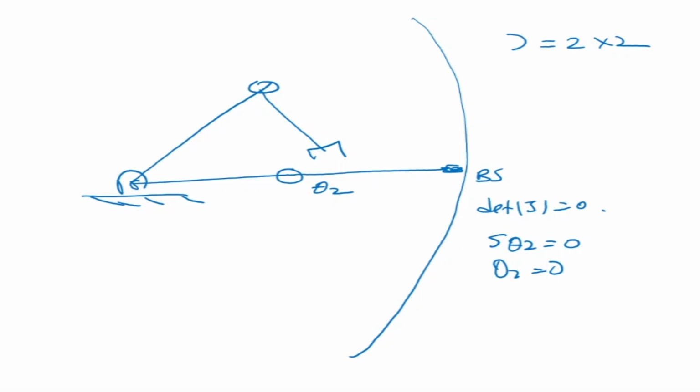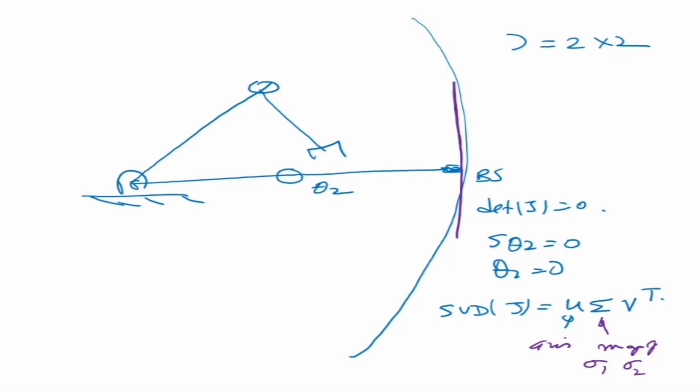At that boundary singularity, what is happening to the ellipsoid? If I take the singular value decomposition of J, I'll get U sigma V transpose. U is going to give me the axes of the ellipsoid, and sigma gives me the magnitude of the ellipsoid, sigma 1 and sigma 2. In this case, you'll find that it becomes a straight line. So the ellipse is changing shape.